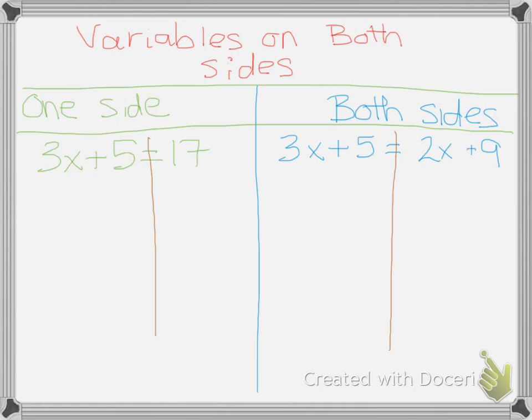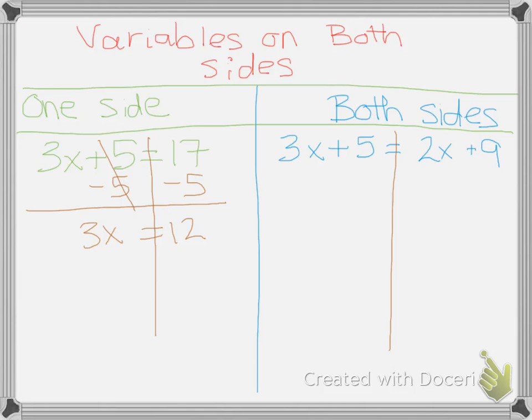When we have the variable on one side, as in our problem on the left, 3x plus 5 equals 17, the first thing we're going to do is undo that addition. So we'll do the minus 5 from both sides. This cancels, so we have 3x equals 12. When we have variables on both sides, we could do the same thing.